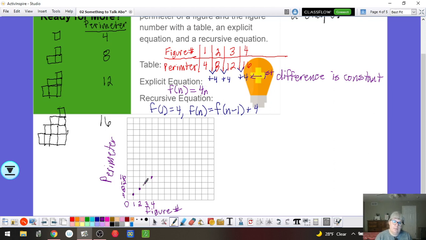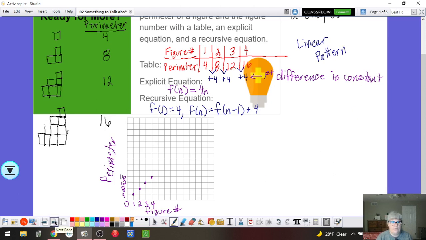We're also getting a linear pattern. We have a linear equation for our explicit equation. f of n equals 4n. Our slope is 4, and we don't have a y-intercept. If we did, it would be 0, and we could write plus 0. So we have first difference is constant for a linear pattern. And we talked about the second difference is constant for a quadratic pattern.